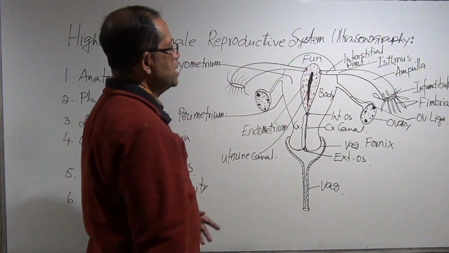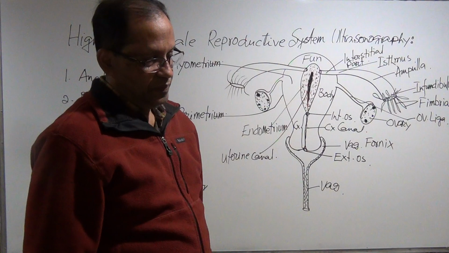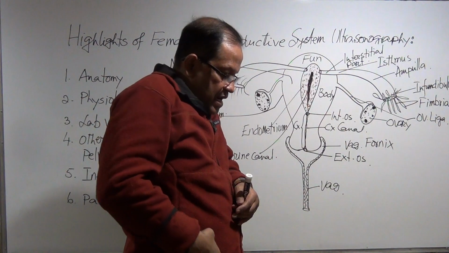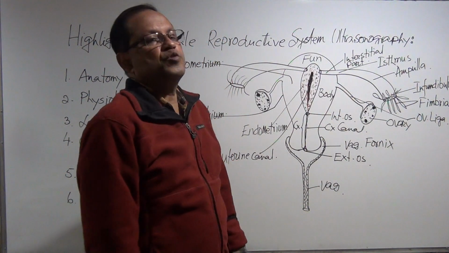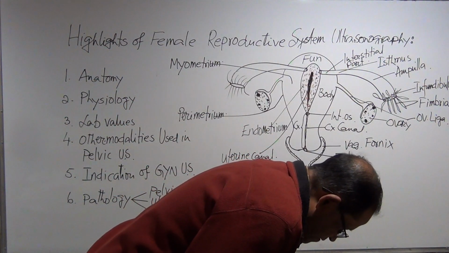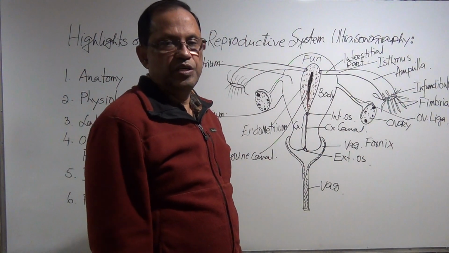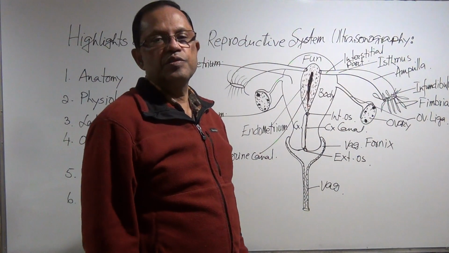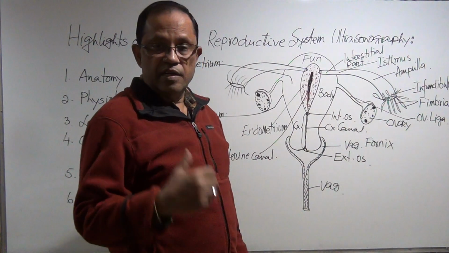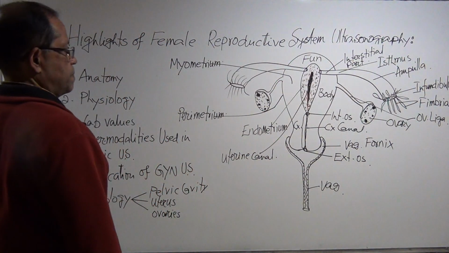What is the round ligament? The two round ligaments are attached to the fundal area on both sides, go through the inguinal canal, and give insertion to the mons pubis. As a result, the uterus gets an anteverted position, because the uterus has four positions. We'll discuss those things. Very important. Anteverted, anteflexed, retroverted, retroflexed. We will have a good lecture on it.